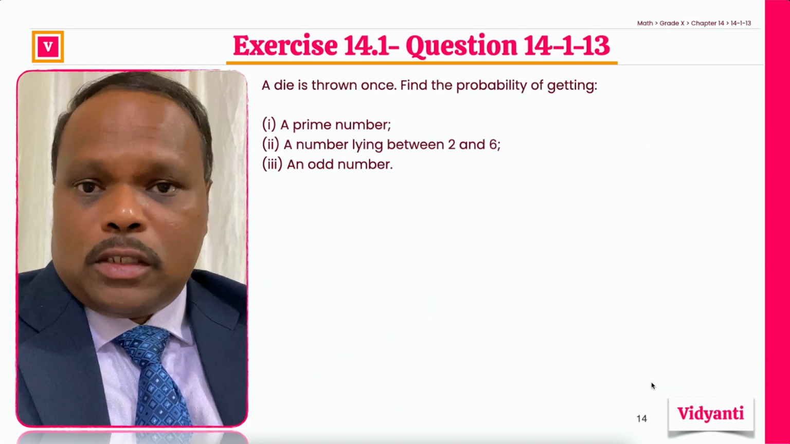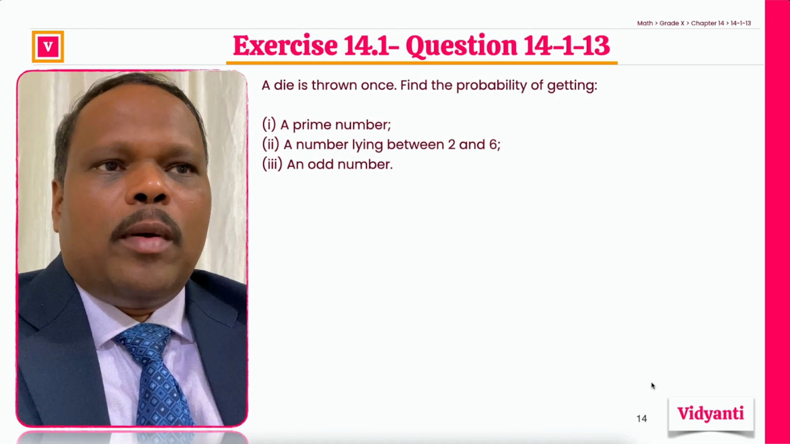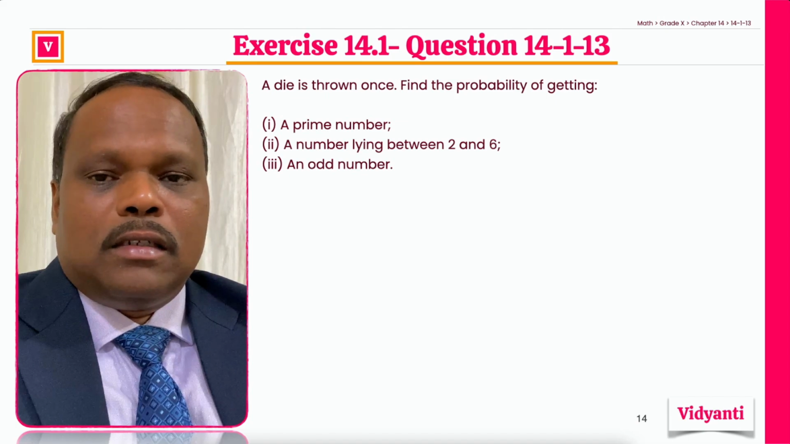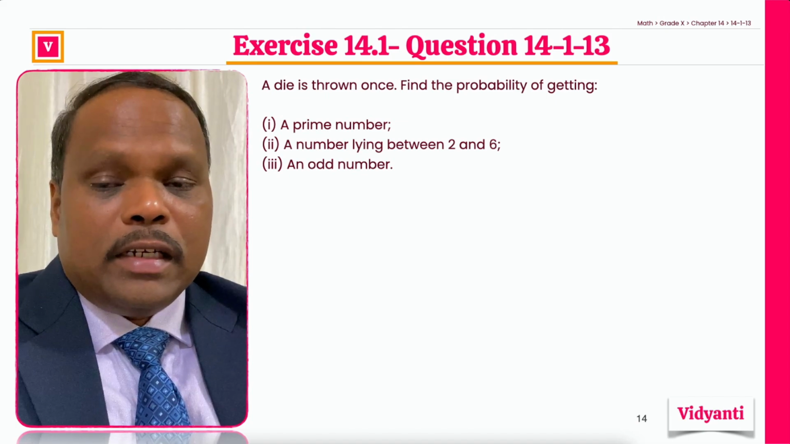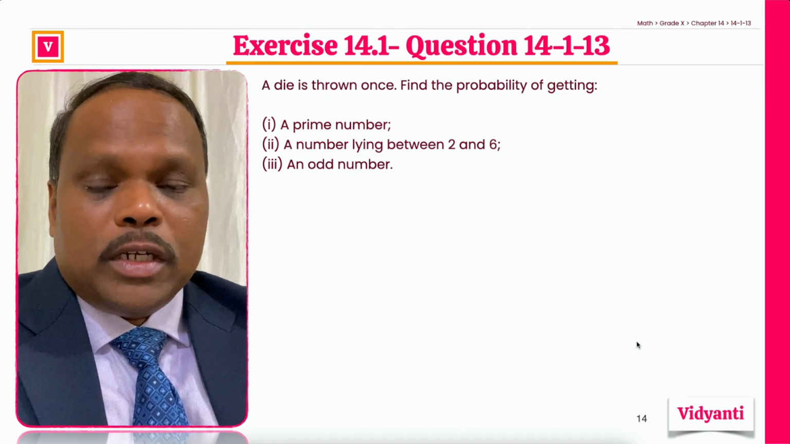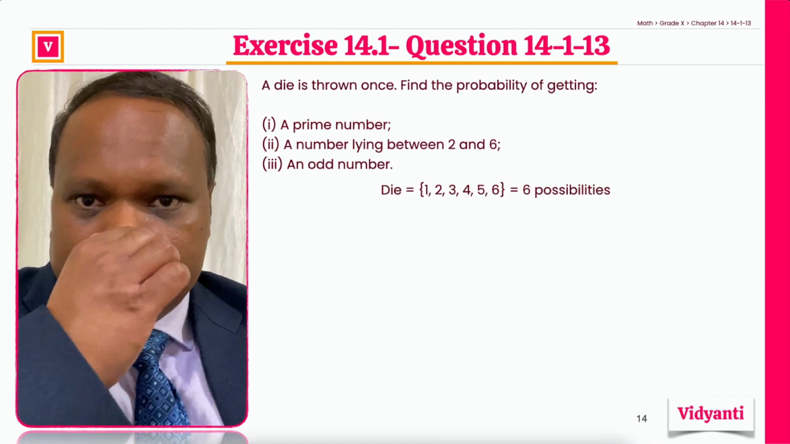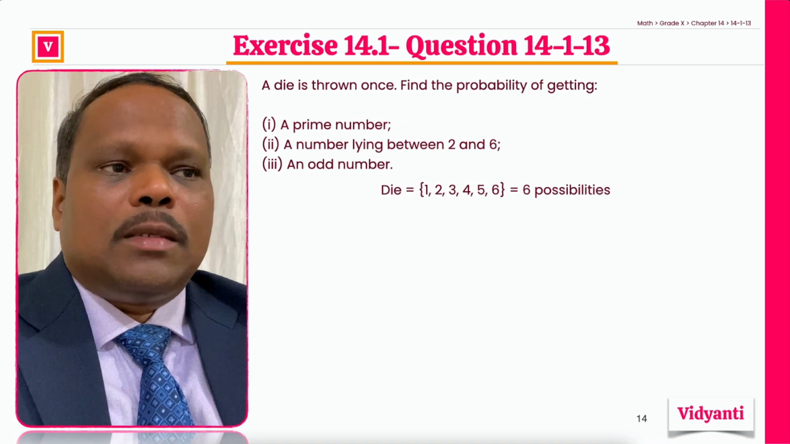Question 14: a die is thrown once. Find the probability of getting a prime number. Now, as far as a die is concerned, it's a cube. It has 6 sides, so it will give you 6 possible numbers: 1, 2, 3, 4, 5, 6. So your sample space will be 6 possibilities.